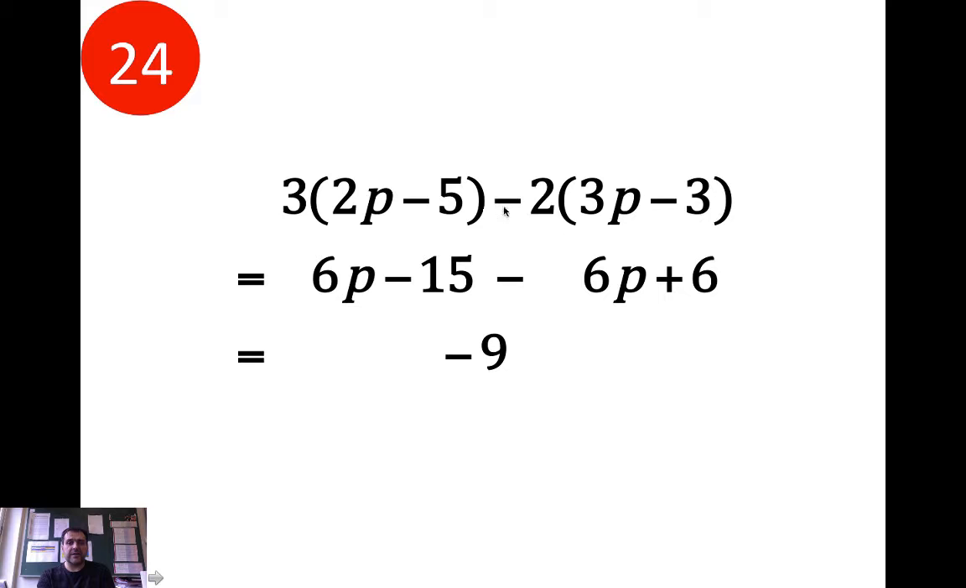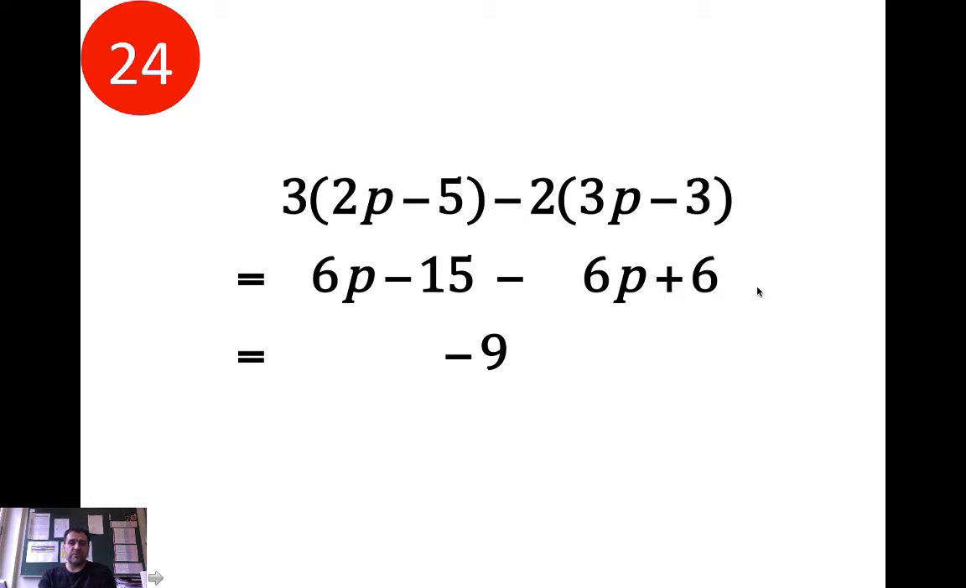Now looking at the next one, that's not a 2, it's a minus 2. So we're going to do minus 2 times everything in those brackets. Minus 2 times 3p gives you minus 6p. And minus 2 times minus 3 gives you plus 6, because minus times minus makes plus. So we've got 6p minus 15 minus 6p plus 6.